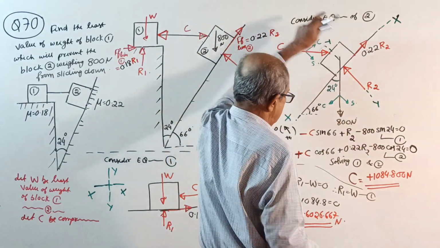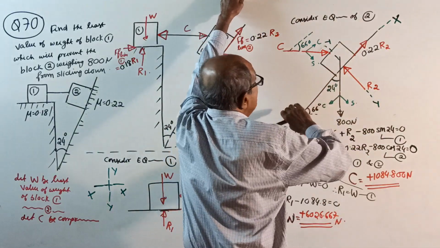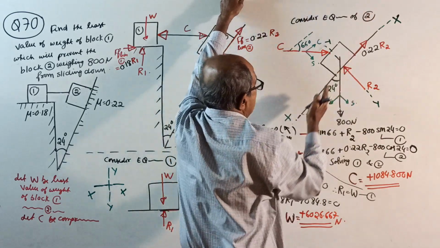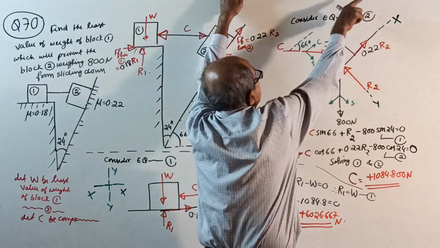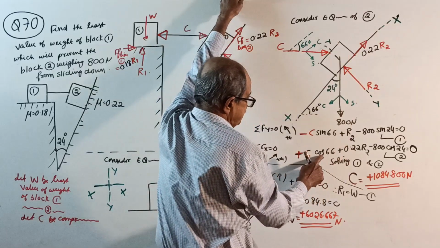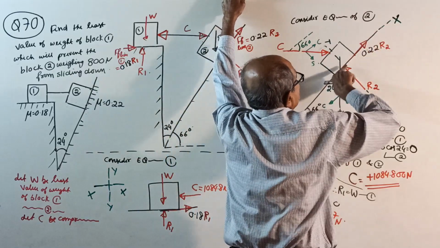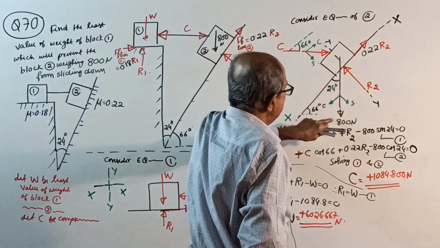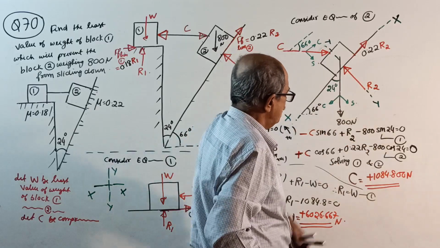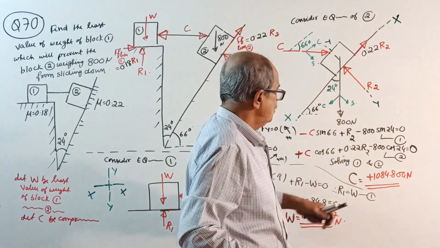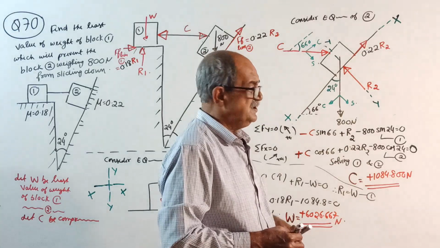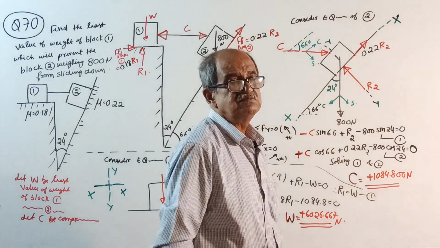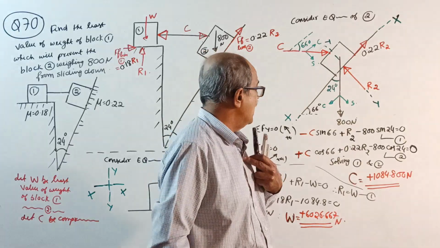Sigma Fx equals 0. Take this way positive. Plus C cos 66, then plus 0.22 R2 minus 800 cos 24 equals 0. Solve 1 and 2. Your C will come 1084.8 Newton after solving. R2 is not required.